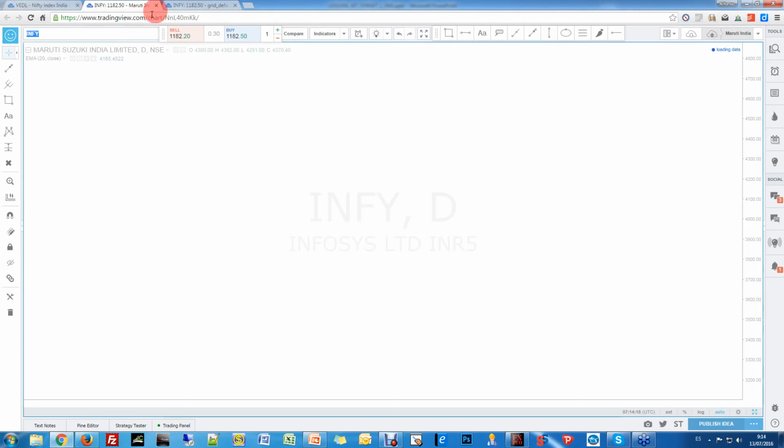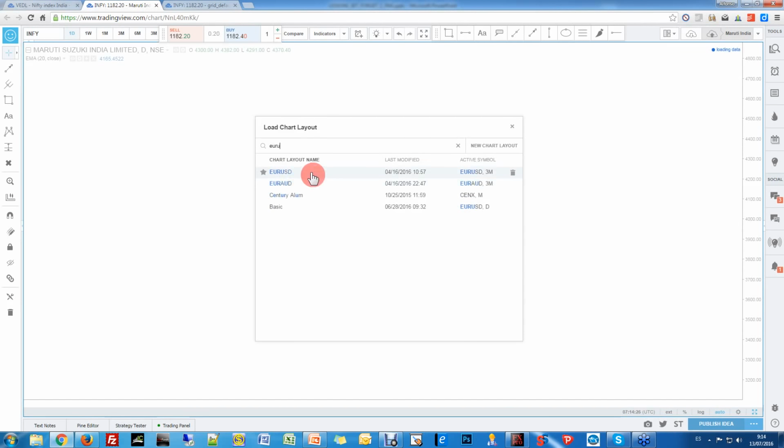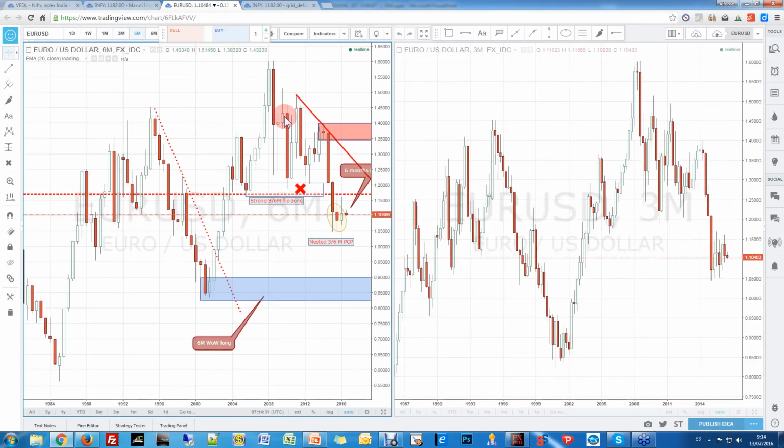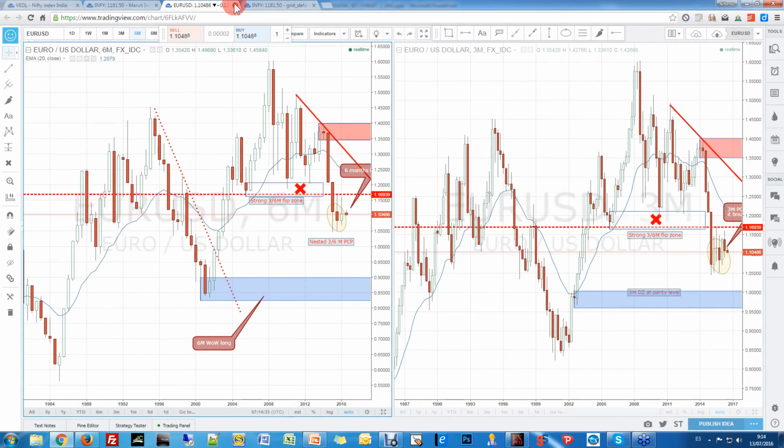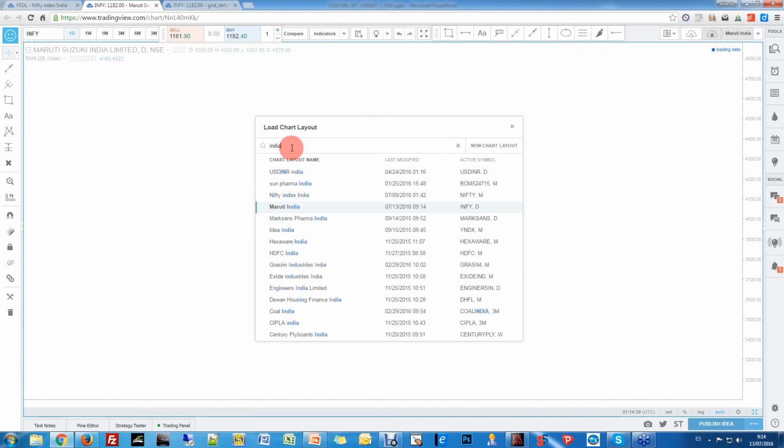I mean, it must be a problem with the service loading data. But if I load any other, for example, let's take a look at the euro dollar, it will probably load. I loaded it before. As you can see, it's loading perfectly. So it must be something related to the Indian stocks.